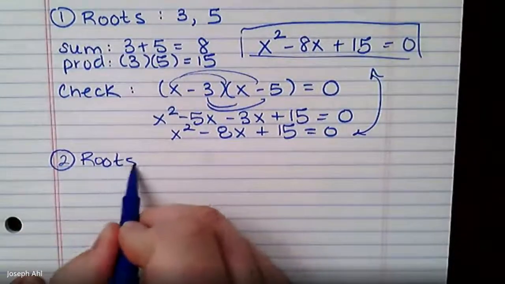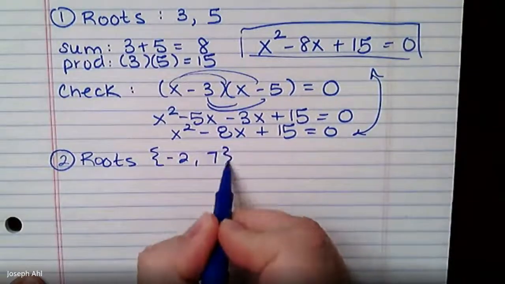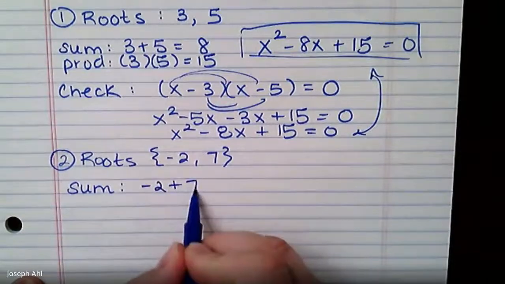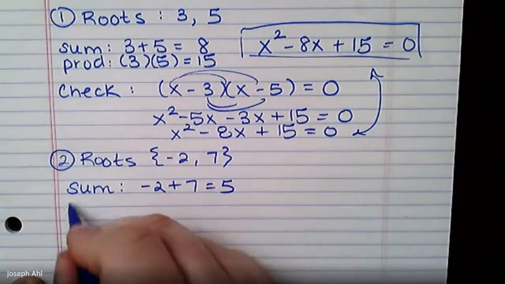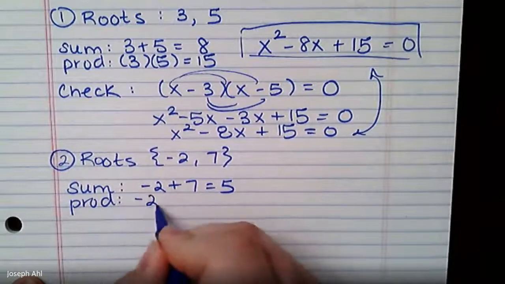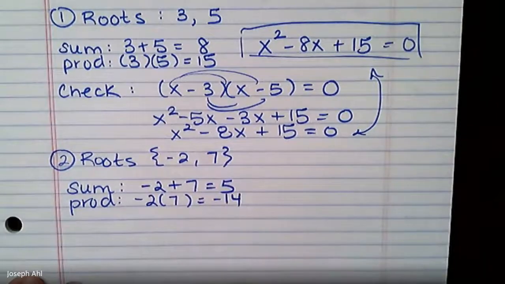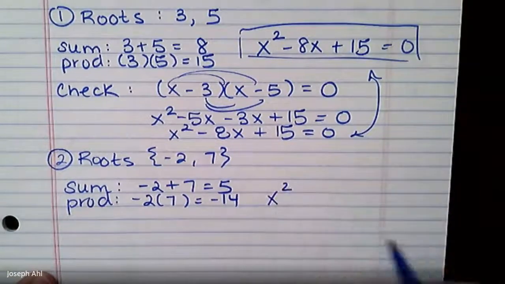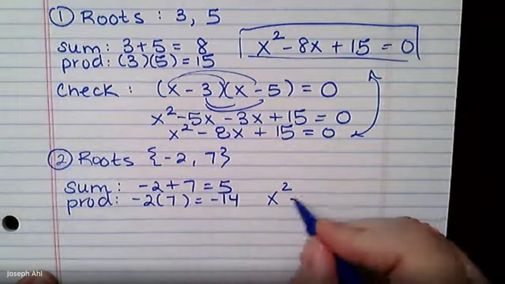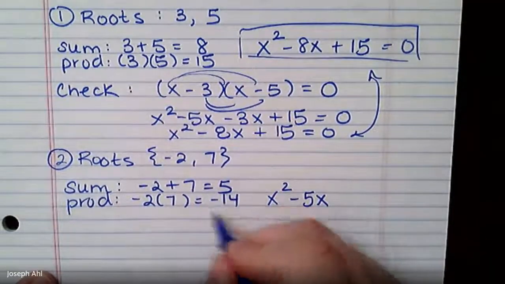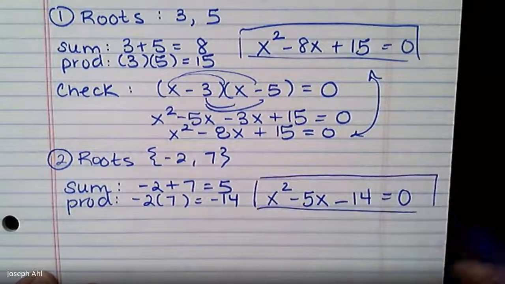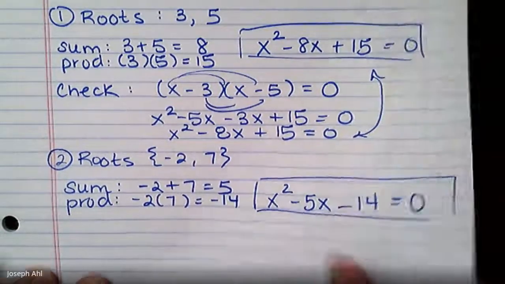So if the roots were negative 2 and 7, we can do something just as easy, right? So the sum would be negative 2 plus 7, which is a total of 5. The product would be negative 2 times 7, negative 14. So altogether, the equation of the quadratic would be x squared, change the sign of the sum, minus 5x, and then keep that product sign, so leave it minus 14 is equal to 0. Okay, so this is looking pretty good for us so far.